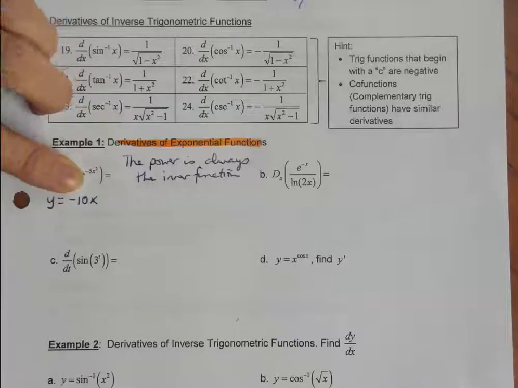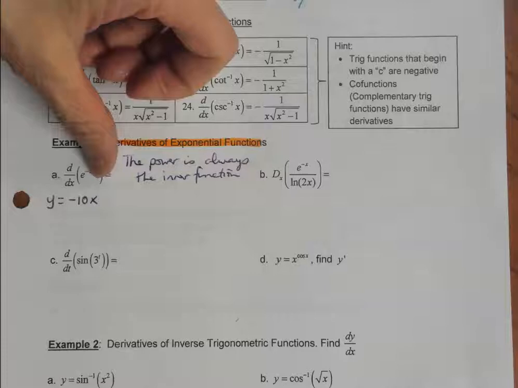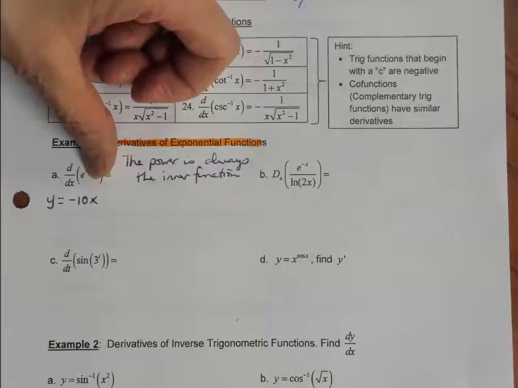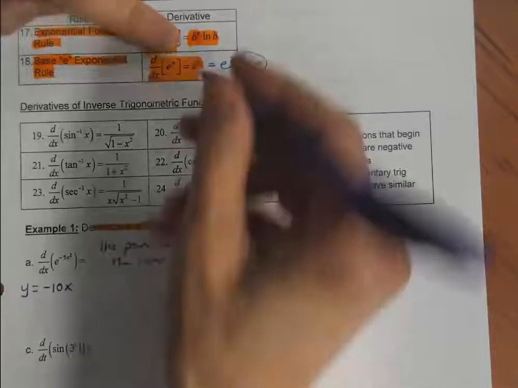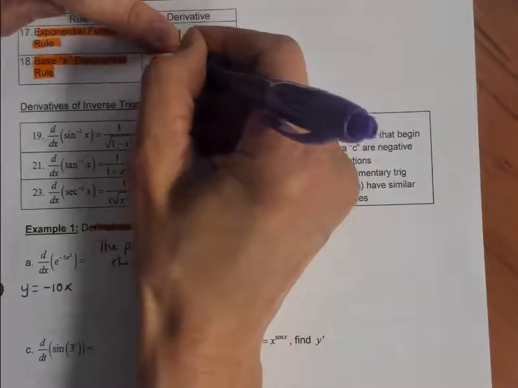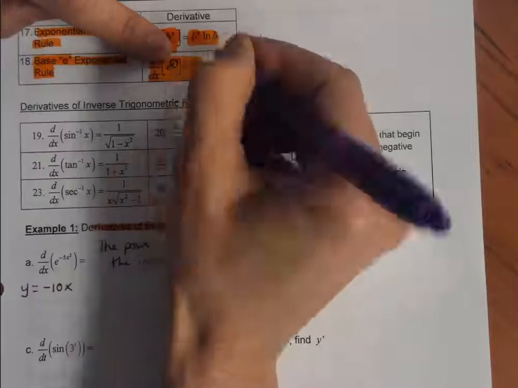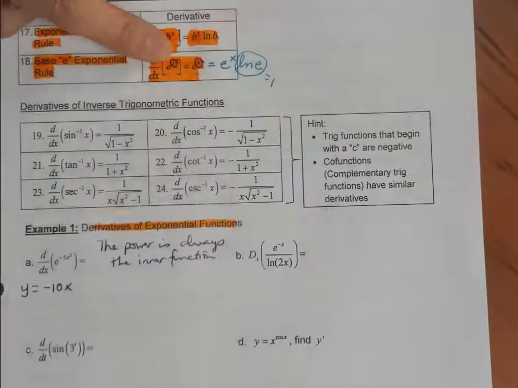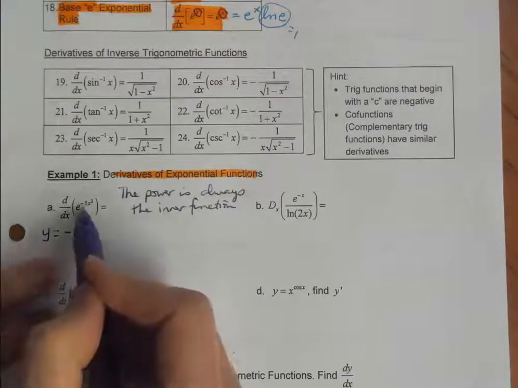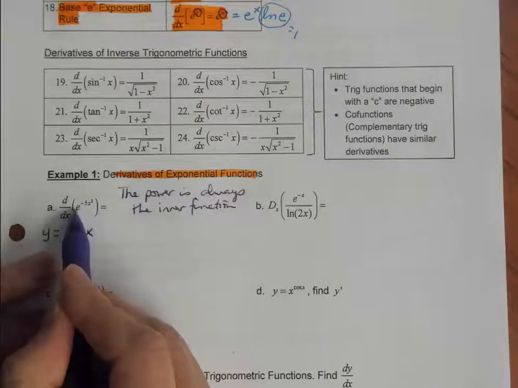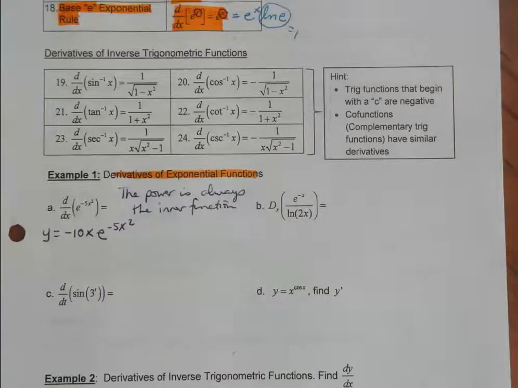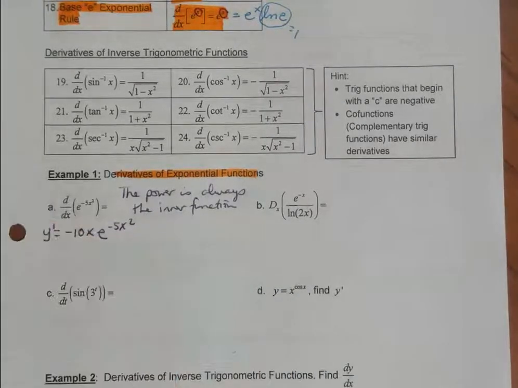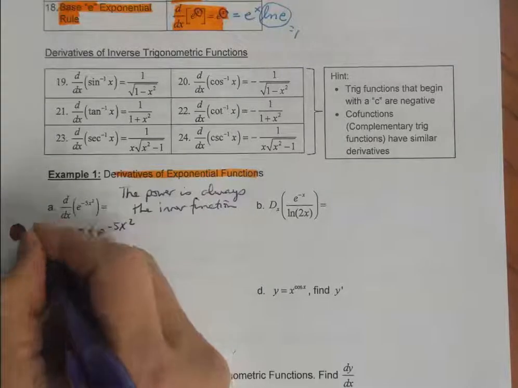Now I'm going to cover up my inner, so I have e raised to some power, and I'm going to use my rule up here. What is the derivative of e to something? This x is going to be whatever your inner is. In this case, you have a power of negative 5x squared. So the derivative of e to the negative 5x squared is e to the negative 5x squared. That is my derivative, and that could be my final answer.